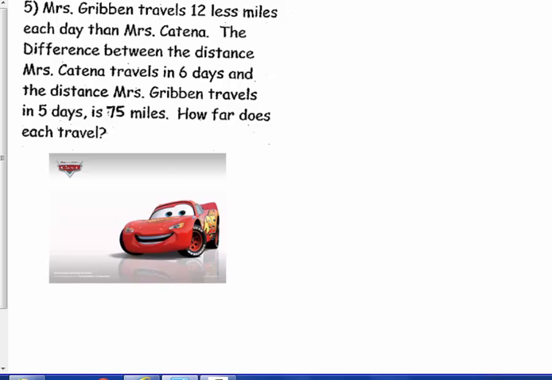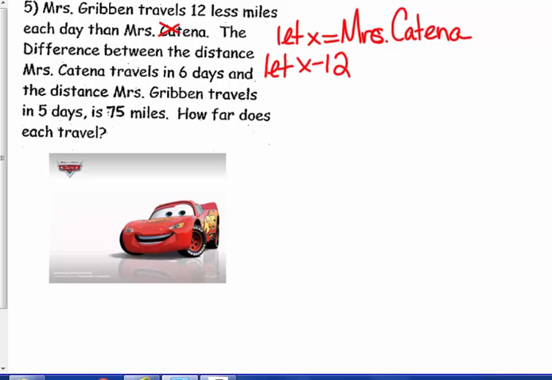Mrs. Gribben travels 12 less miles each day than Mrs. Katina. We know something about Mrs. Gribben, not Mrs. Katina. So I'm going to let x equal Mrs. Katina. I'm going to say Mrs. C. Oh, they're both C's, so I'm going to have to write it out. Mrs. Gribben travels 12 less miles. So if I know Mrs. Katina and I take away 12, I'll know Mrs. Gribben. That's what that says. Oh, she's a G.